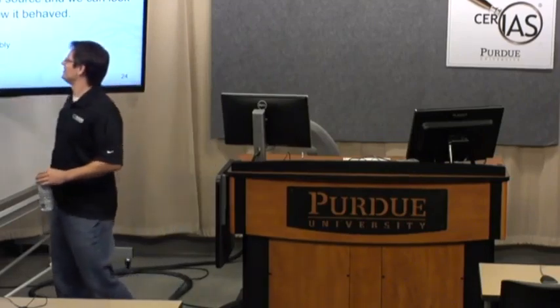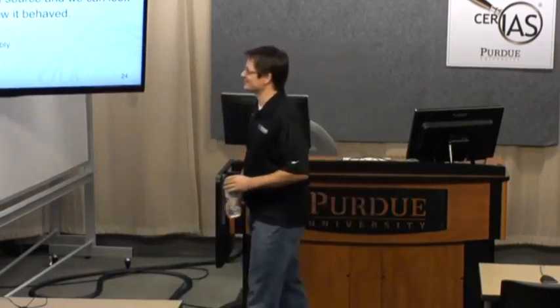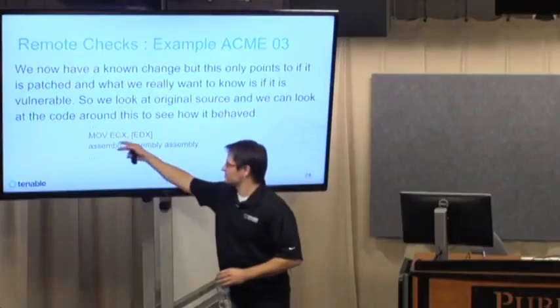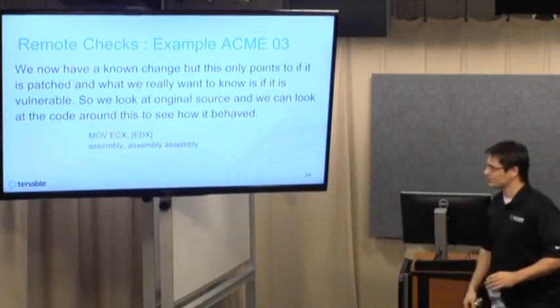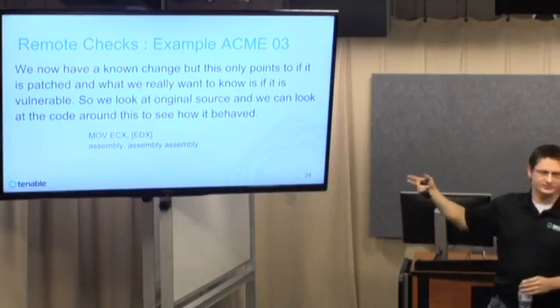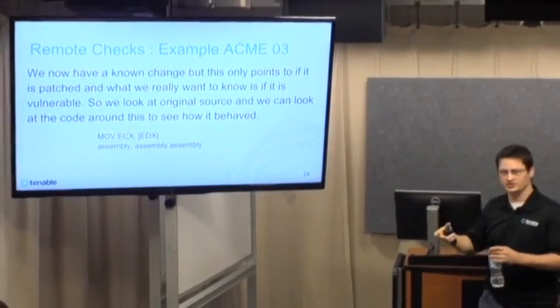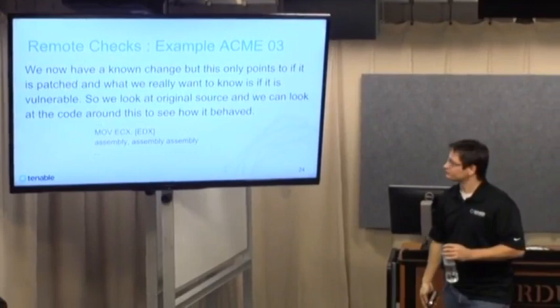So we go look at the vulnerable version. And we see something like this. So it's going to move the address of EDX and ECX, a bunch of other things. And what we're looking at here is the behavior, to see if something inside of that behavior gives us another way to detect. So did the patch fix something and also change something in the process?